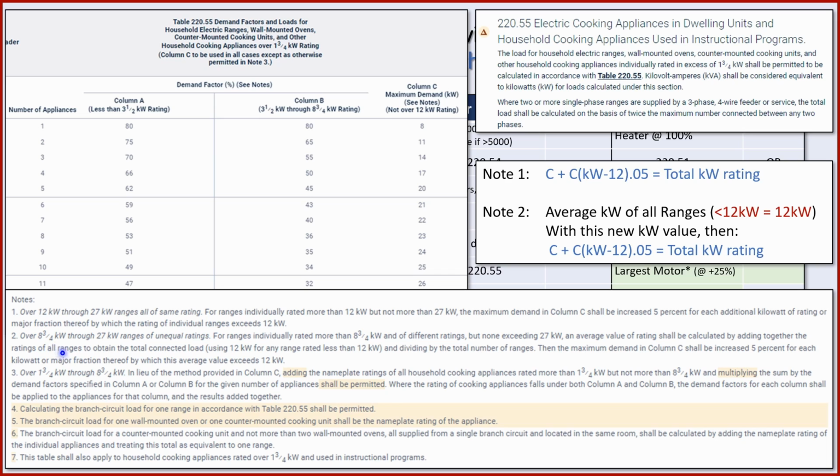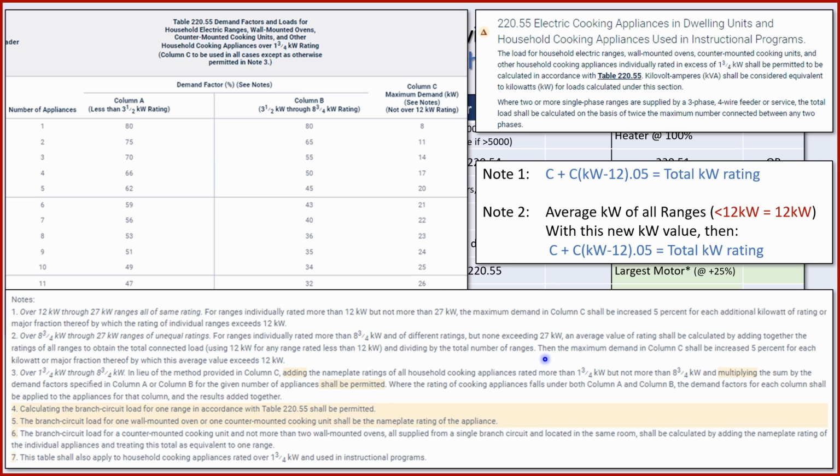So what if you have a couple of ranges or 2 or 3 ranges, but they don't have the same rating? All right, so now this is from 8 3/4 kW through 27 kW. And it says, for ranges individually rated more than 8 3/4 kW and of different ratings, but none exceeding 27 kW, an average value of rating shall be calculated by adding together the ratings of all ranges to obtain the total connected load. Now this is the tricky part right here. This is what a lot of people forget to do. Using 12 kW for any range rated less than 12 kW, and dividing by the total number of ranges.